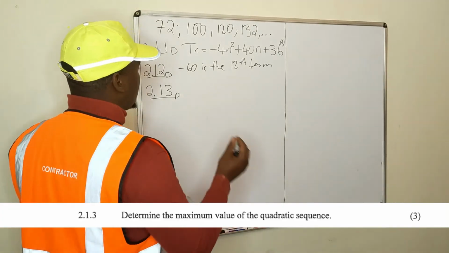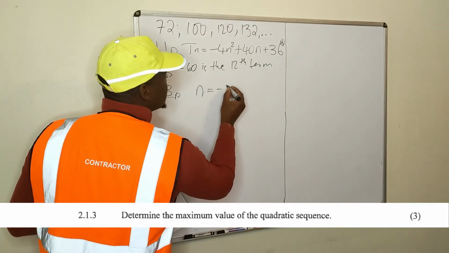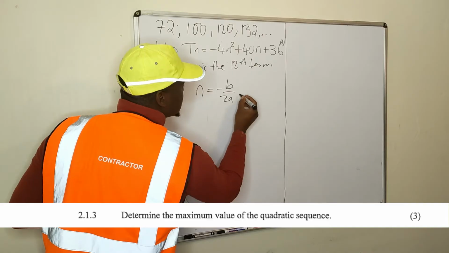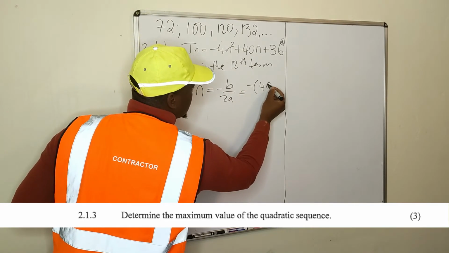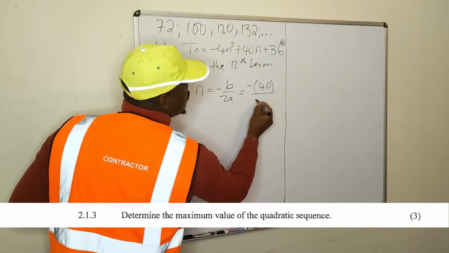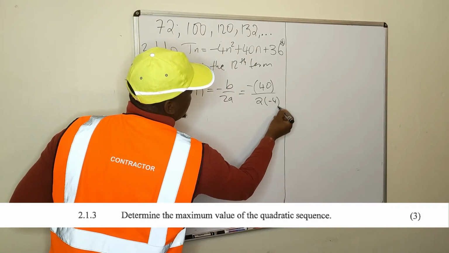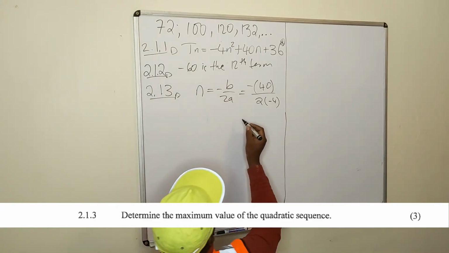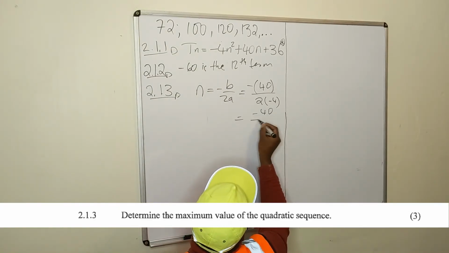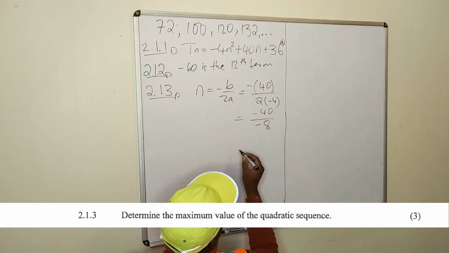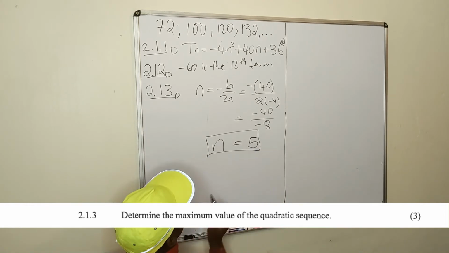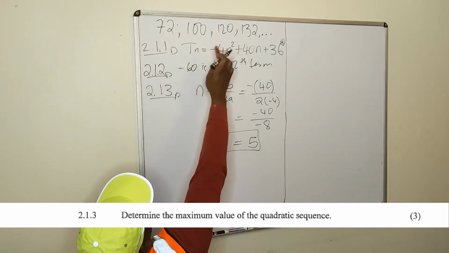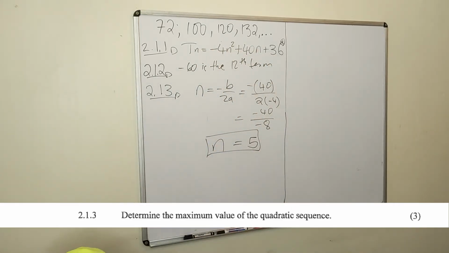So you say, okay, n is equal to negative b over 2a, right? So negative b is 40, divided by 2a, where a is minus 4. So you have minus 40 over minus 8. So the answer is 5. So you get that the biggest value is at n is equal to 5. So 1, 2, 3, 4, 5, that is the position in the sequence.